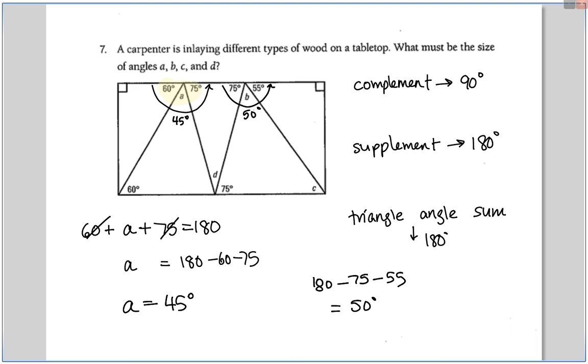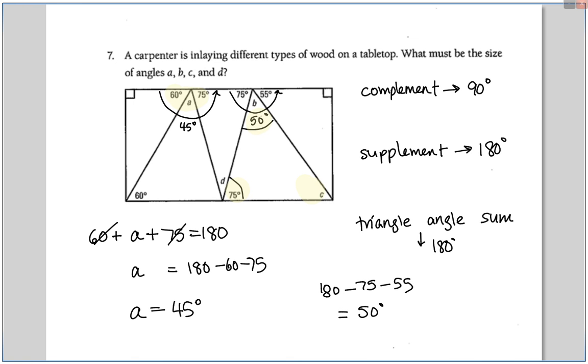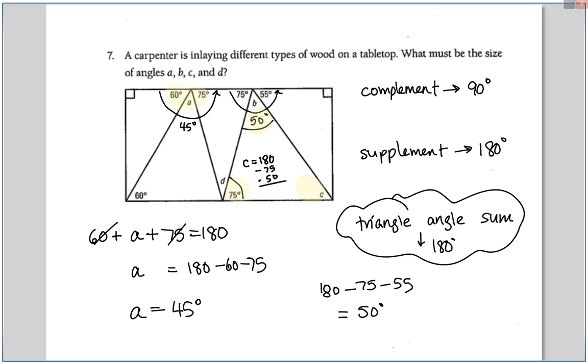And now for C down in the corner, if I know that 2 of the angles in a triangle add, and I just need the third, again, all I have to do is subtract from 180 because I'm going to use this rule here, the triangle angle sum. So for C, all I do is start at 180 and subtract the other 2. So 180, take away 75, take away 50 is 55. So I got C there.